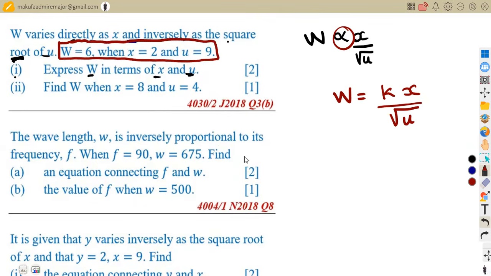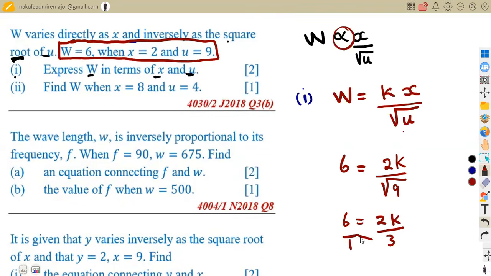We substitute this information to find the value of k. So w is 6 when x is equal to 2. So it's going to be 2k over the square root of u, which is the square root of 9. Under variation, the square root of a number is not important, like to say the square root of a number is going to be plus or minus. This part under variation is not important, but under exponents, indices, we are not supposed to leave the plus or minus. So we are going to have 2k over the square root of 9, which is 3.